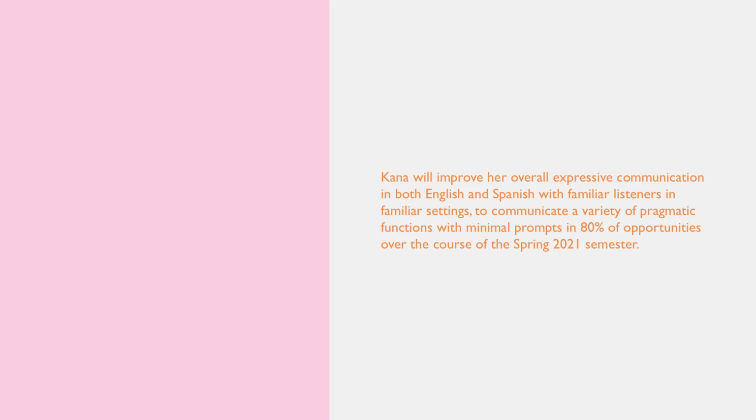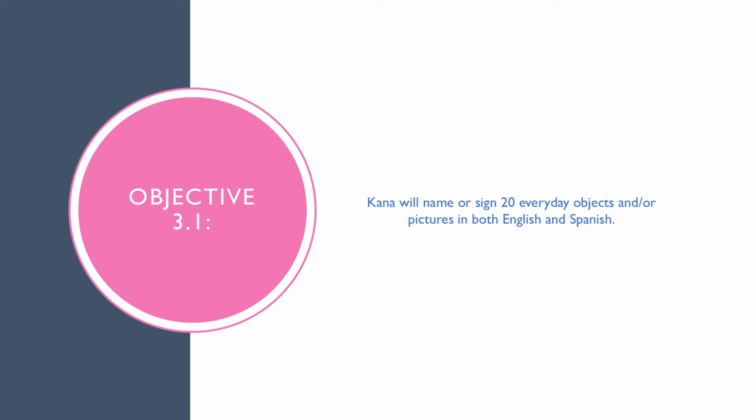Goal 3. Kana will improve her overall expressive communication in both English and Spanish with familiar listeners in familiar settings to communicate a variety of pragmatic functions with minimal prompts in 80% of opportunities over the course of the spring 2021 semester. Objective 3. Kana will name or assign 20 everyday objects and/or pictures in both English and Spanish.